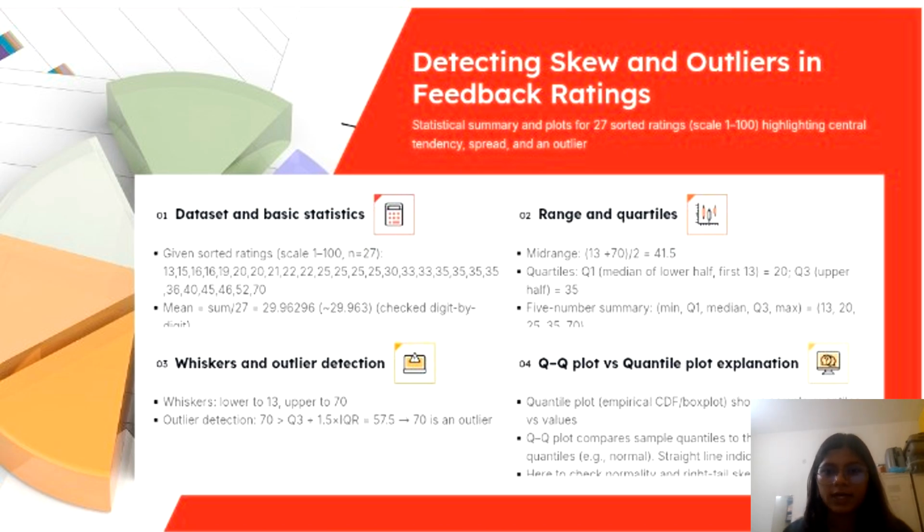Next, detecting skew and outliers in feedback ratings: statistical summary and plots for 27 sorted ratings, scale 1 to 100, highlighting central tendency, spread, and outliers. First, the dataset and basic statistics. Given sorted ratings. Mean is sum upon 27, that is 29.96296.